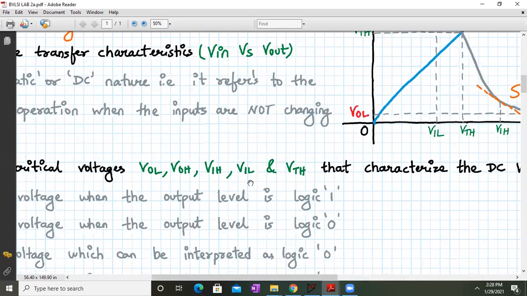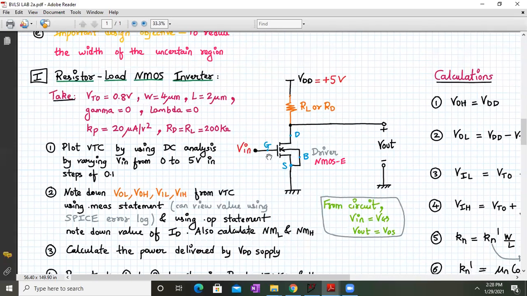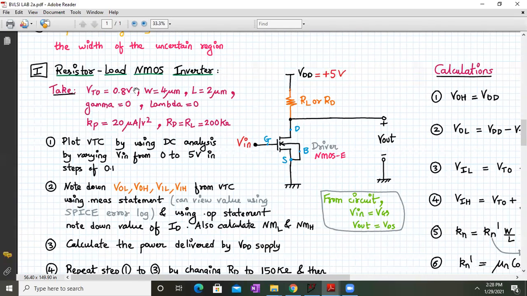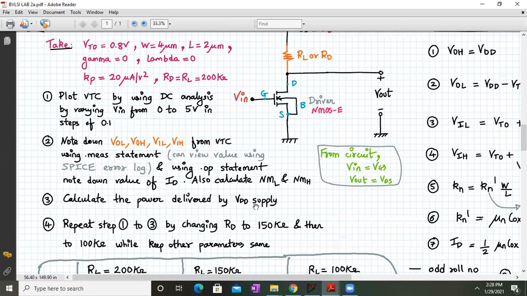Now let's quickly jump to what we have to do. First of all, we have to make a resistive load NMOS inverter. The parameters of the driver transistor are given. We have to plot the VTC curve using DC analysis by varying Vin from 0 to 5 in steps of 0.1. Then we need to note down the values of VOL, VOH, VIL, and VIH using the measure statement. We also need to note down the value of ID using the .op statement in order to calculate the power delivered by the VDD supply.